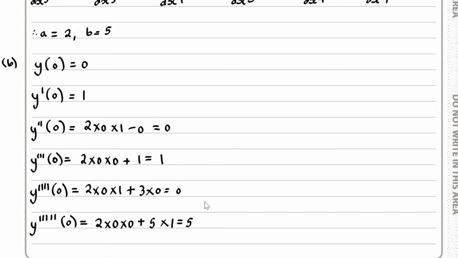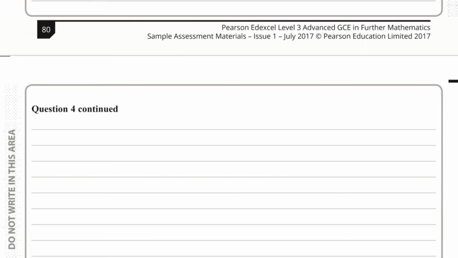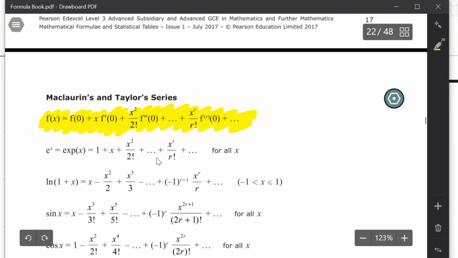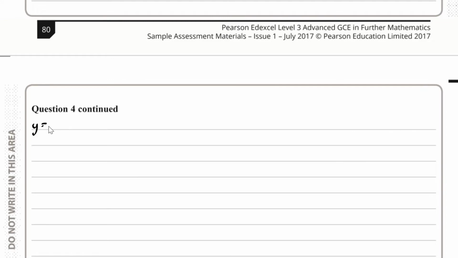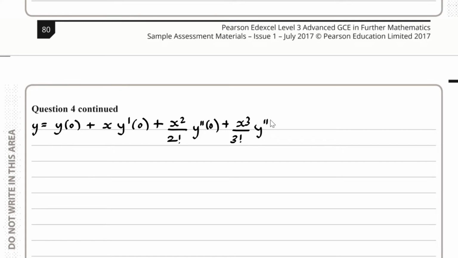Okay, and now we can use the Maclaurin series. So working this out using the Maclaurin series, which I've highlighted in the formula book here, we have y, which is equal to y of 0 plus x times by y dash of 0 plus x squared over 2 factorial of y double dash of 0 plus x cubed over 3 factorial of y triple dash of 0 plus x to the 4 over 4 factorial lots of the fourth derivative at 0 plus x to the 5 over 5 factorial lots of the fifth derivative, and then we have higher order terms.